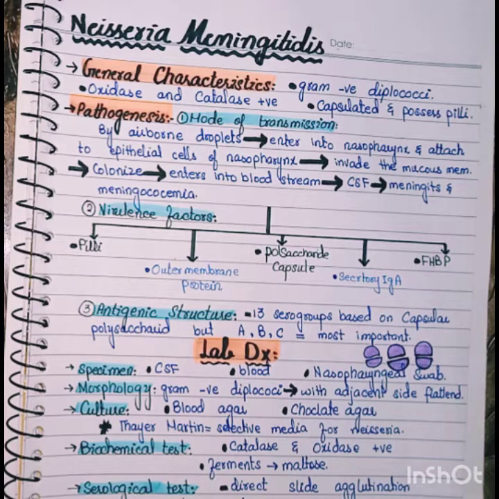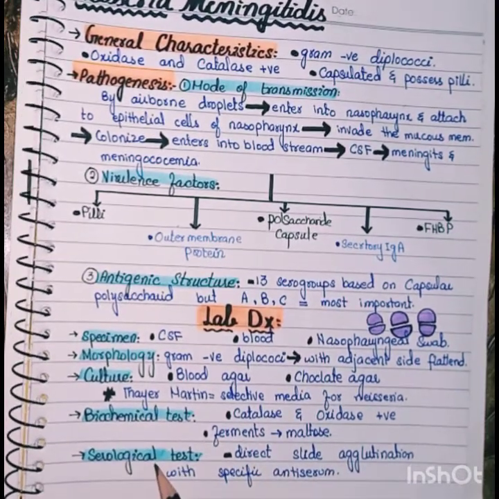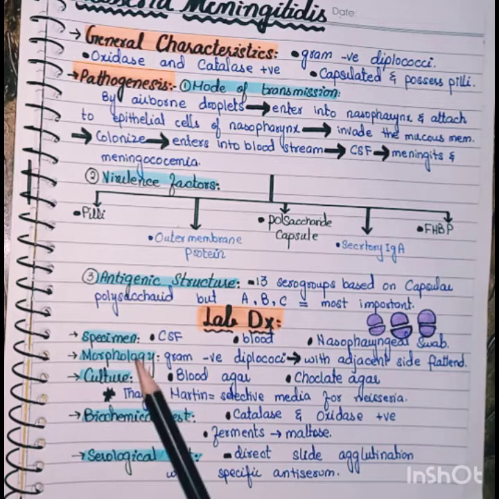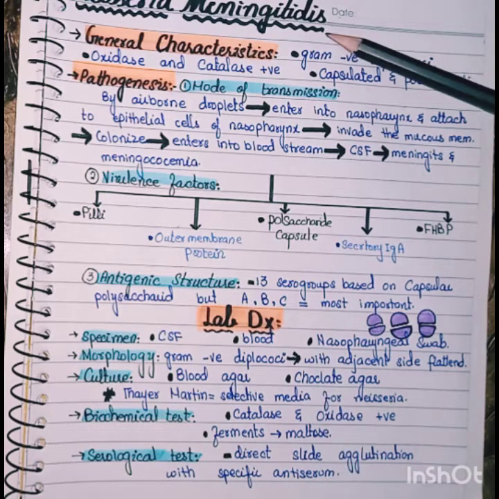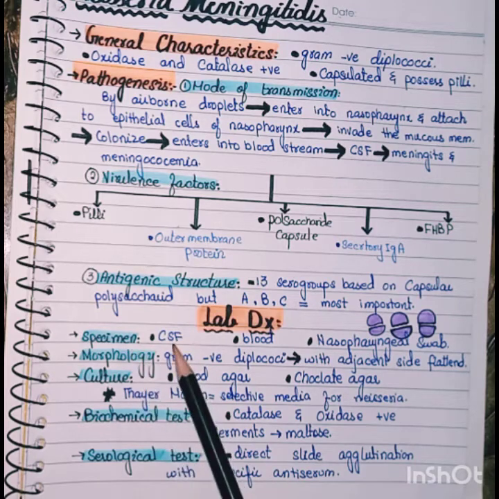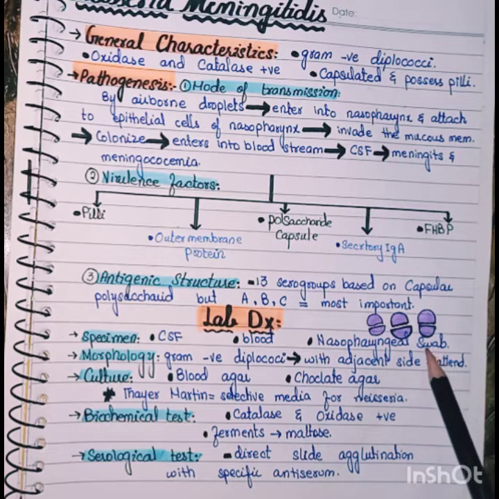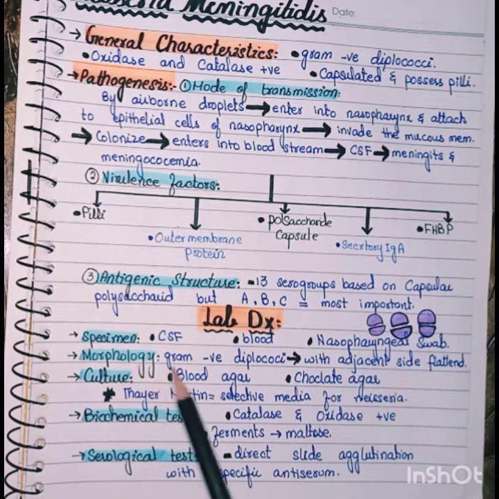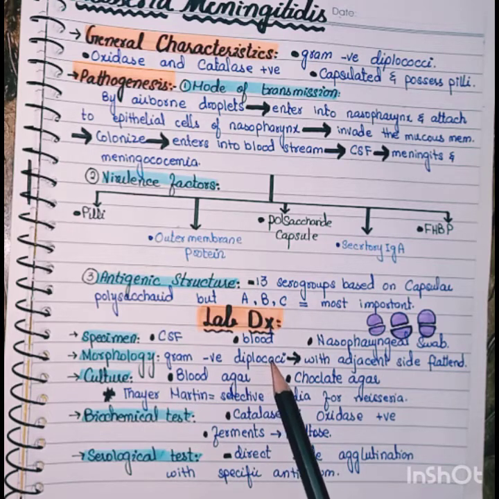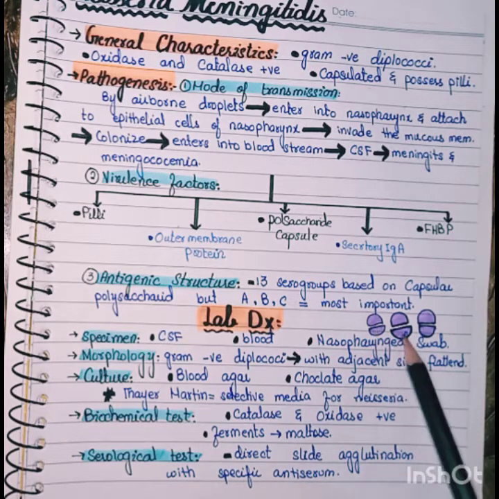Now let's move to the last topic, that is lab diagnosis. In the lab diagnosis, first we have the specimen, next morphology, next culture, then we have the biochemical test, and next we have the serological test. First, specimen. For Neisseria meningitidis, the samples taken are CSF, blood, and nasopharyngeal swab. For the morphology, these are gram-negative diplococci with adjacent sides flattened, like coffee beans.